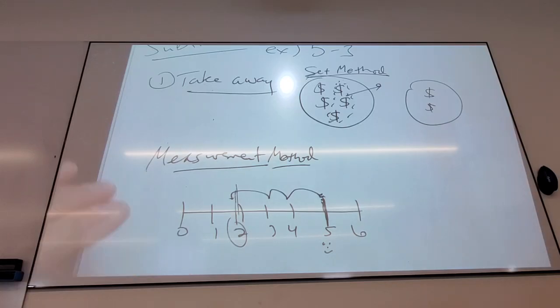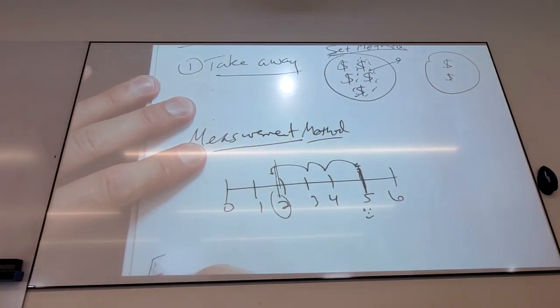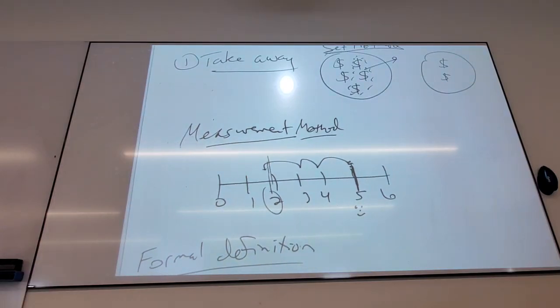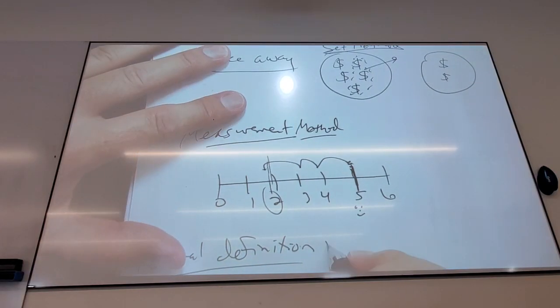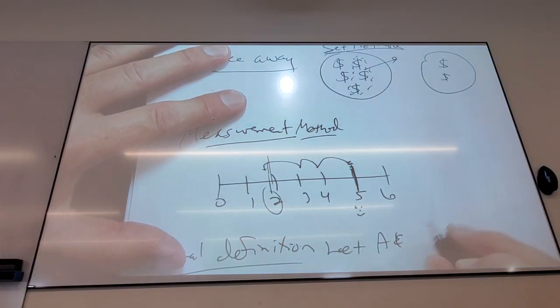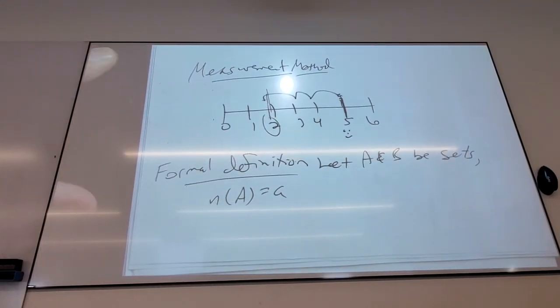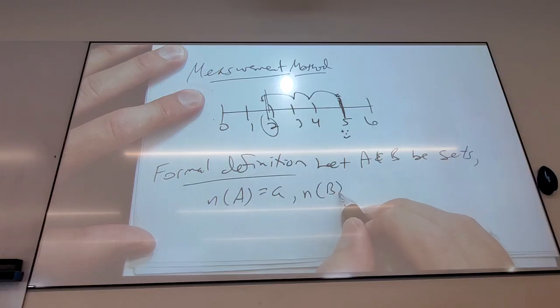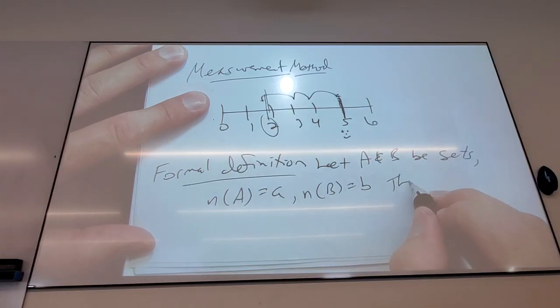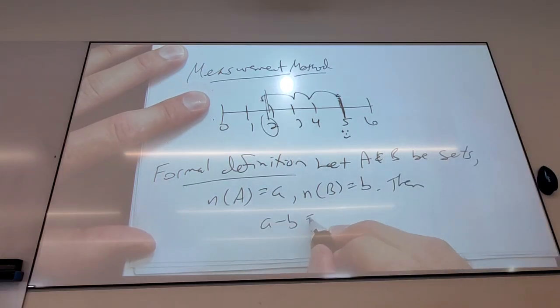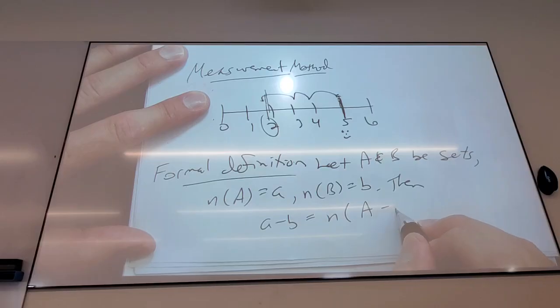So let me, of course, as the math geek in this room, give this a formal definition. We let A and B be sets. And the number of things in A is little a. The number of things in B is little b. Then A minus B equals the number of things in A minus B.